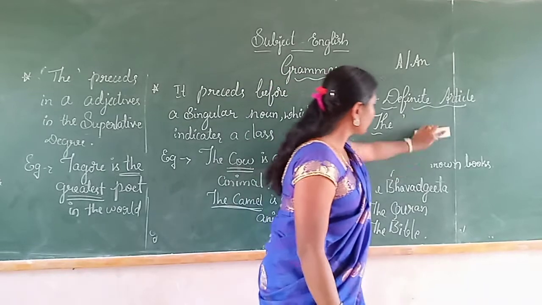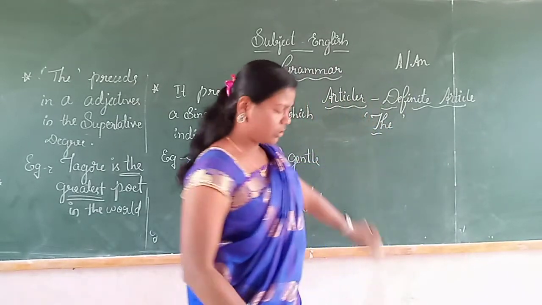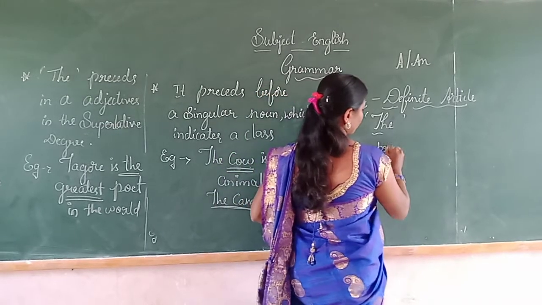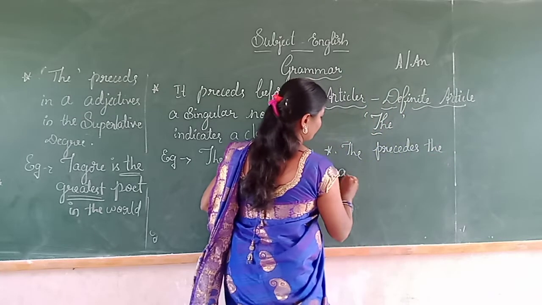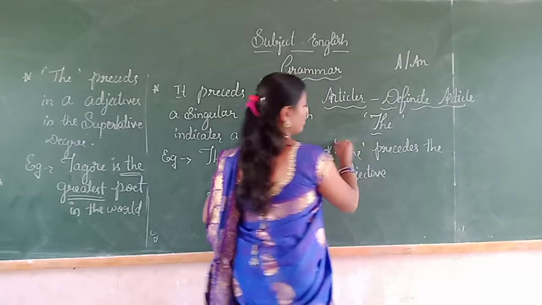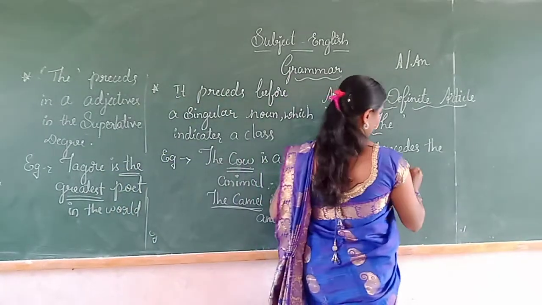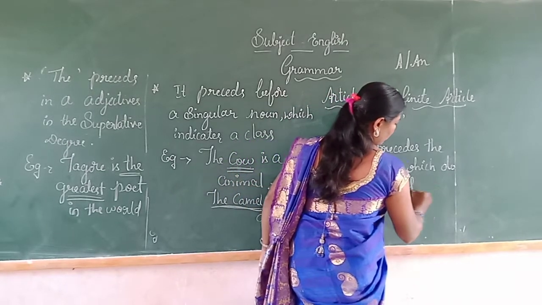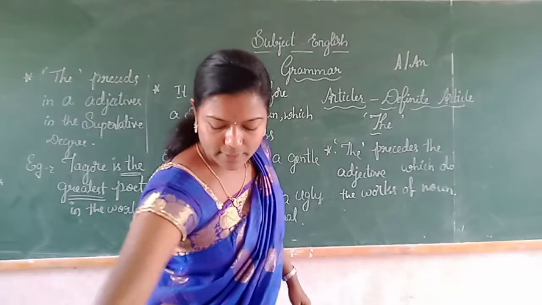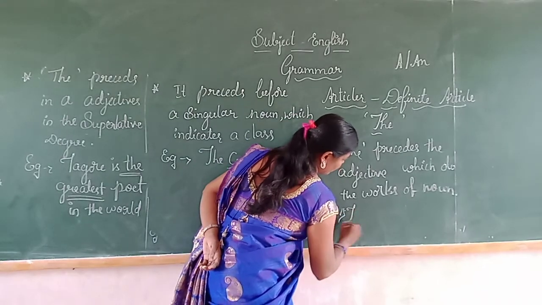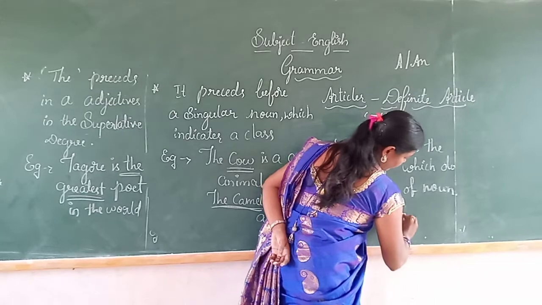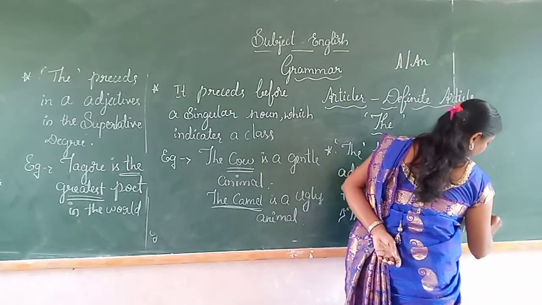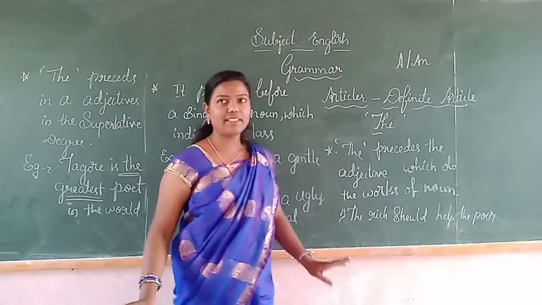And next, the last rule, the proceeds adjectives which do the work of nouns. Examples. The rich should help the poor. Here, dear student, poor and rich are the adjectives in this sentence.